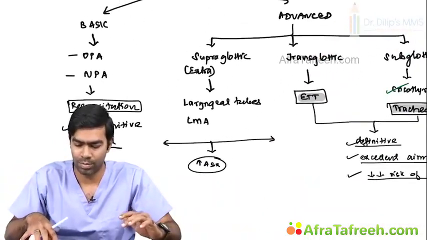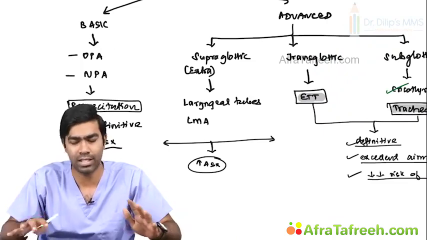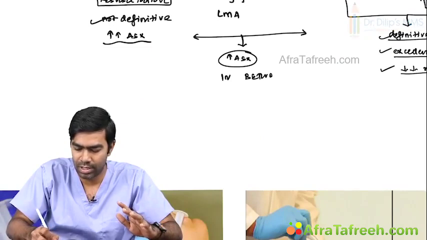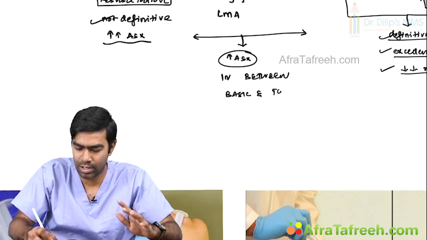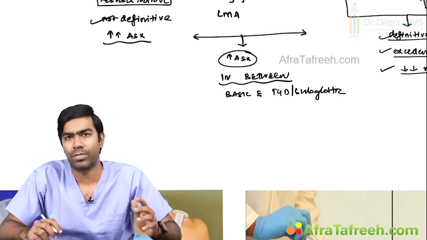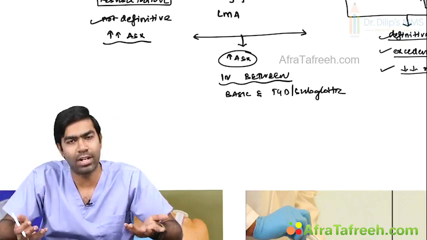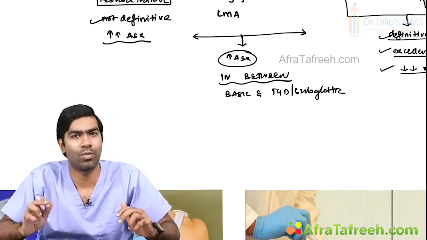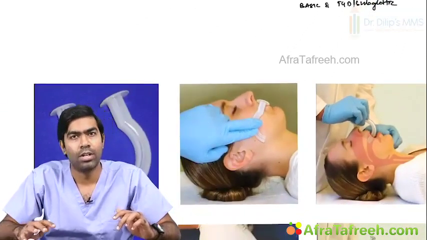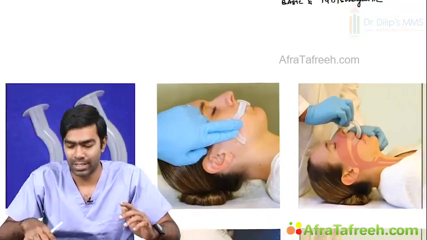But anyway, basically these are the three things, and you have to remember the supraglottic airways are somewhere in between the basic airways and the transglottic and subglottic devices. Clear? Whether you use it as a definitive airway or not depends on what your procedure is and what the status of the patient is. All these things have to be taken care of. Fine. So now let us see what the basic airways are.